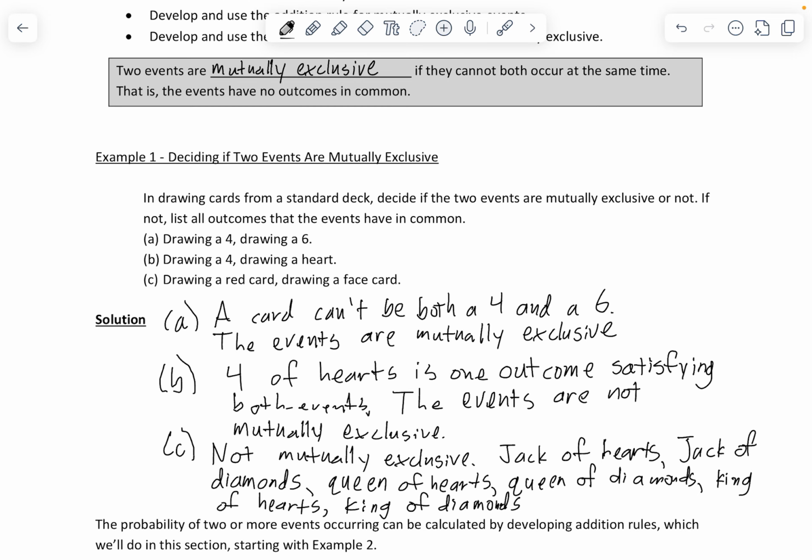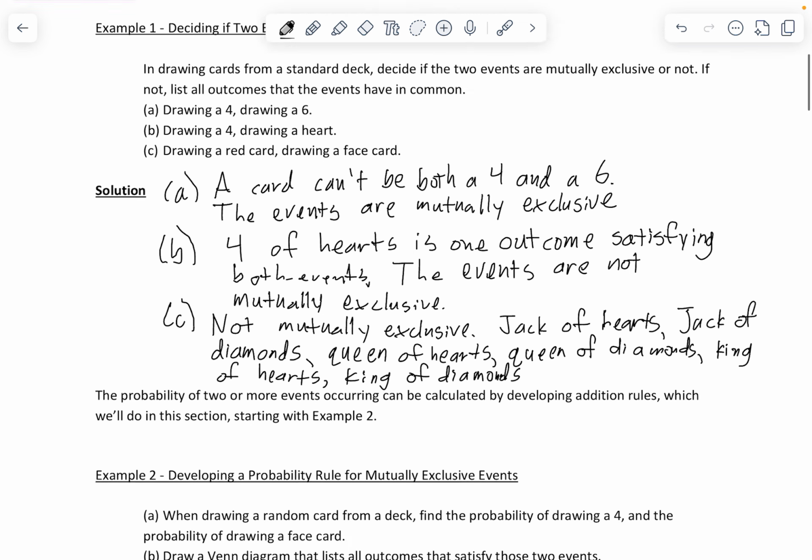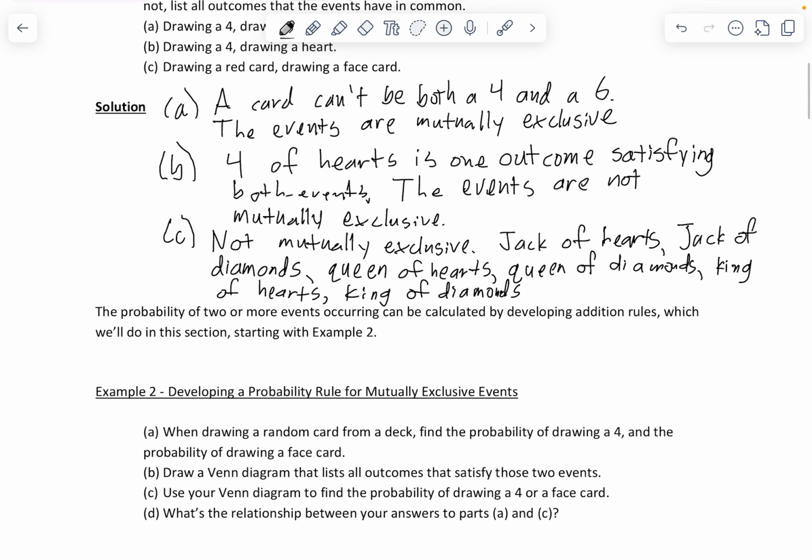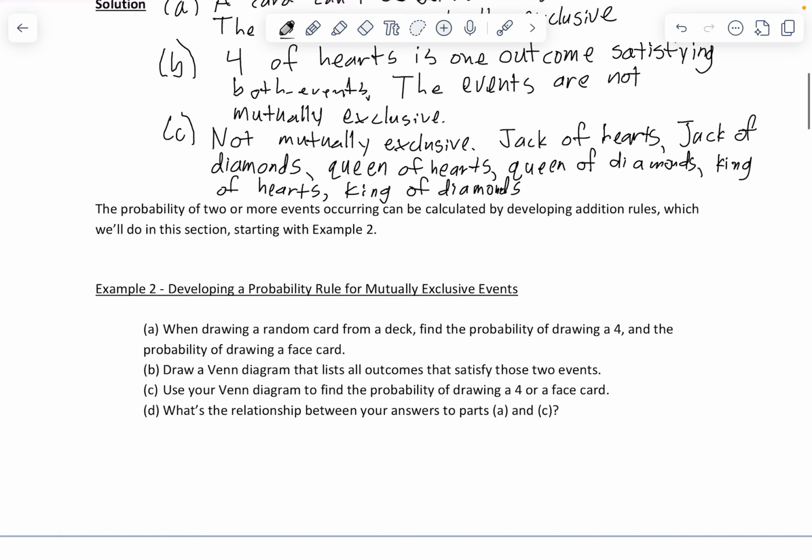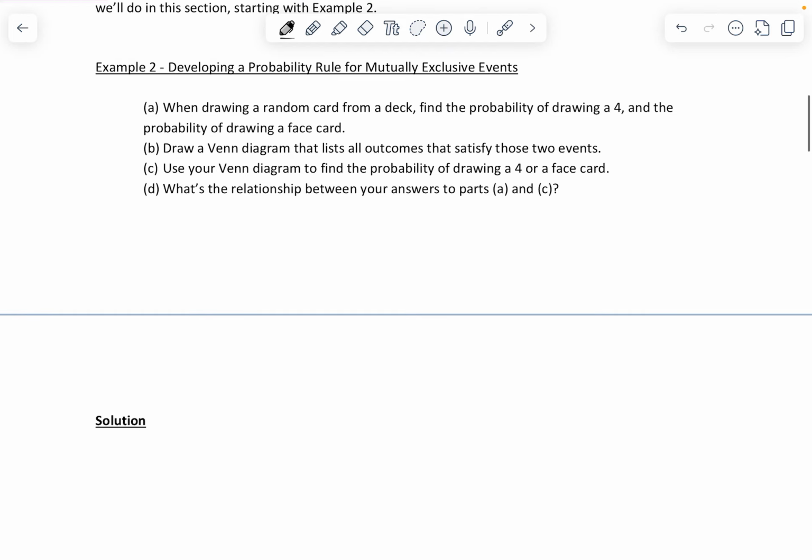Let's talk about probabilities. The probability of 2 or more events occurring can be calculated by developing addition rules. And this is what we'll do, starting with example 2. Developing a probability rule for mutually exclusive events. So, part A. When drawing a random card from a deck, find the probability of drawing a 4 and the probability of drawing a face card. Let's start with that part A.